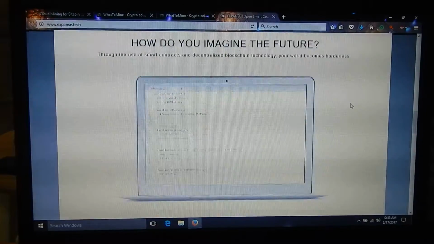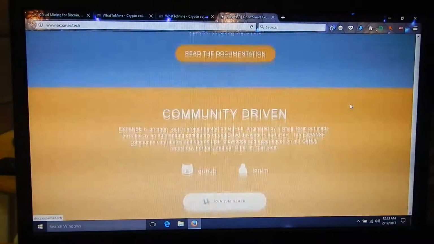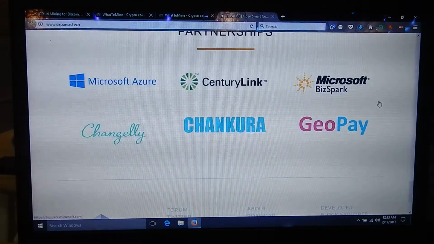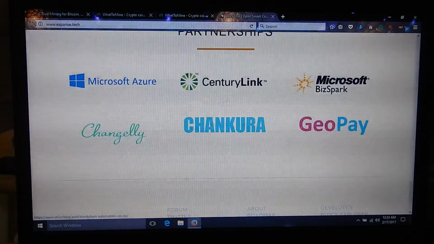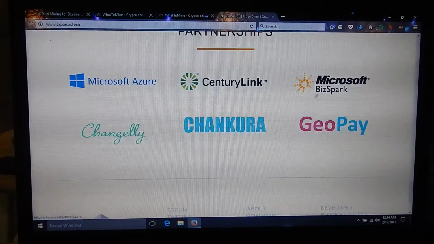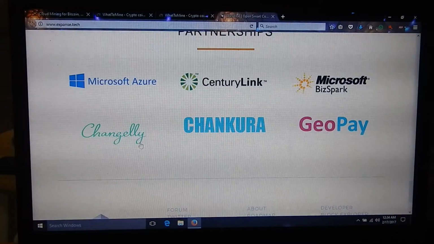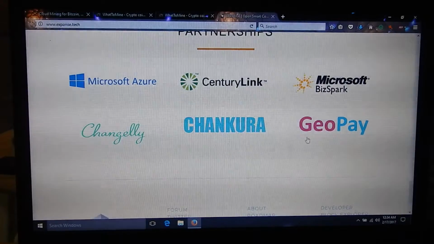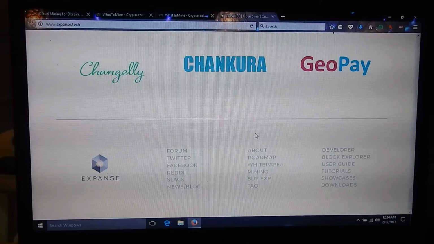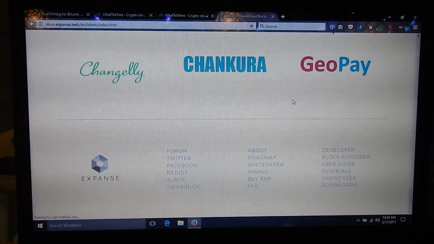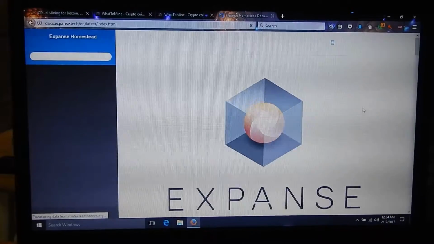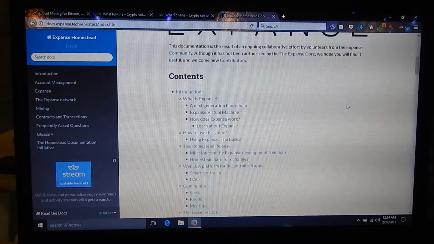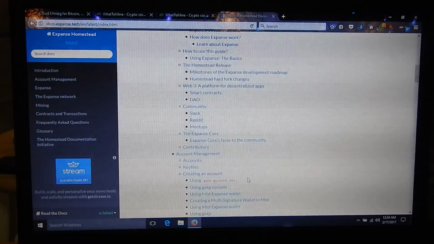We go down here and it's community-driven. They've got their GitHub, they've got their forums. Here's their partnerships, you get Microsoft, CenturyLink, GeoPay. I've been paying attention to it. They've been adding a lot of people to their team here. It shows a lot of stuff.